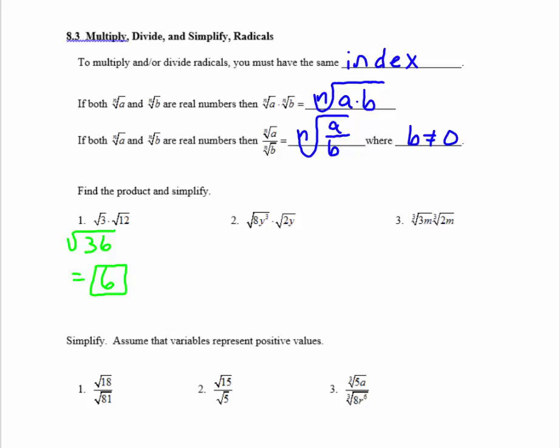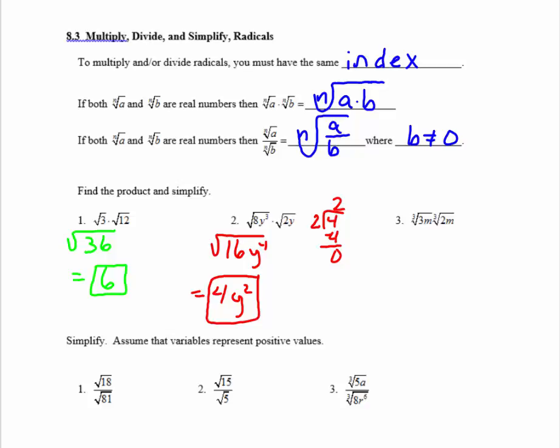So looking at number 2, the square root of 8y to the third times the square root of 2y. They are separated, and because the index is the same, we can put them together. So 8 times 2 is 16, and when we're multiplying, we add powers, so we get y to the fourth underneath the square root. What's the square root of 16? It's 4. And we learned from the previous sections that when we have variables, we take the power and divide by the index. 2 can go into 4 2 times with the remainder of 0. So y squared is also going to come out, and nothing is left under the radical.